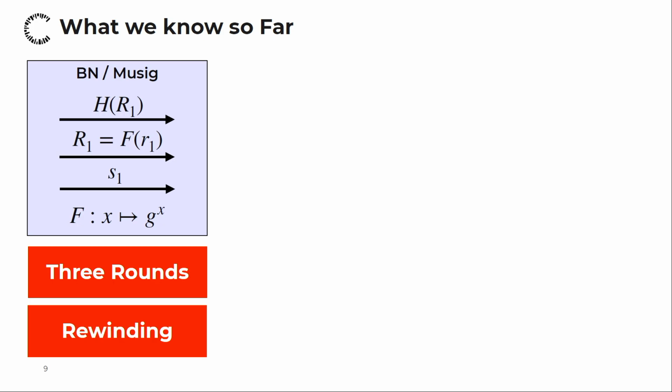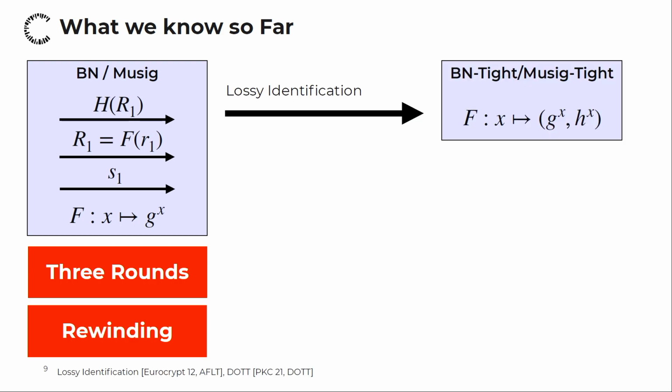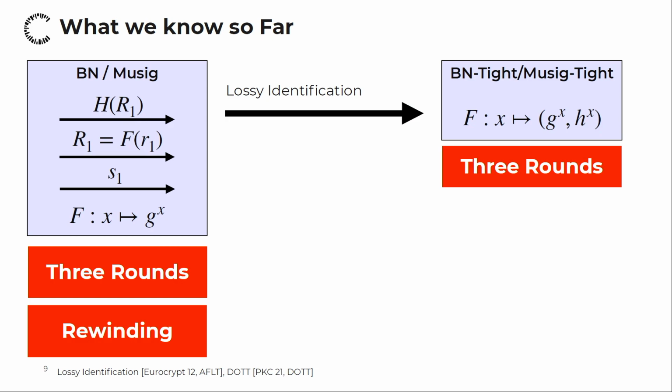Okay, so these are the two problems, and actually they have been studied, and people tried to remove them. One way to remove the rewinding is to use this technique called lossy identification. This is a technique used in the literature on tightly secure signatures, and the idea is that you replace the instantiation of this function f with a non-bijective function. That's all you change, the rest stays the same. And you can actually show now that you get rid of the rewinding, but of course we didn't change much. We still have 3 rounds.